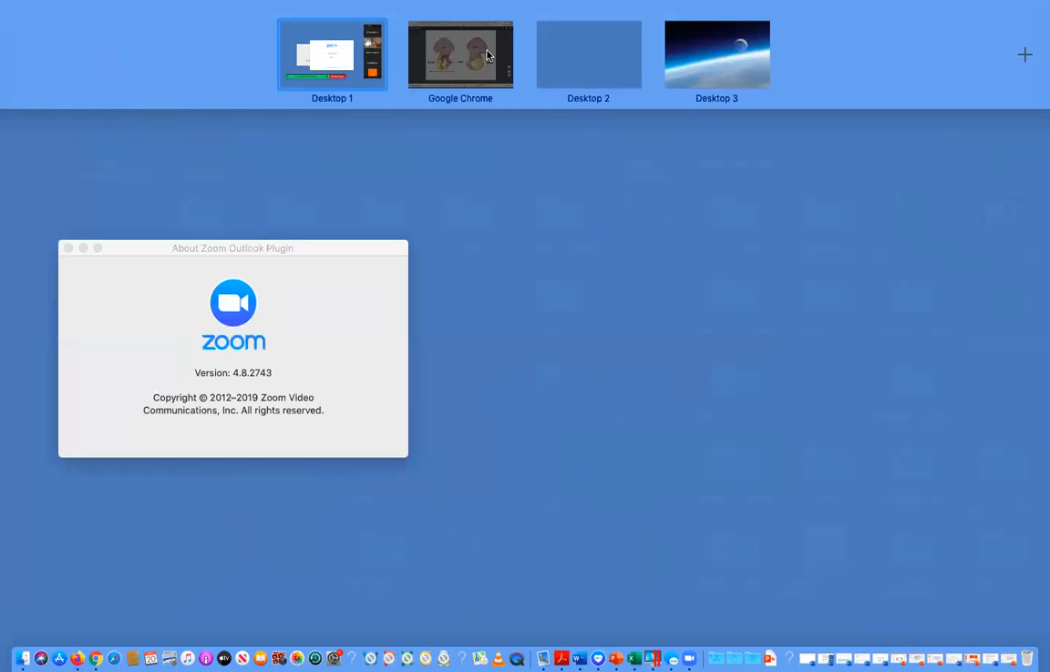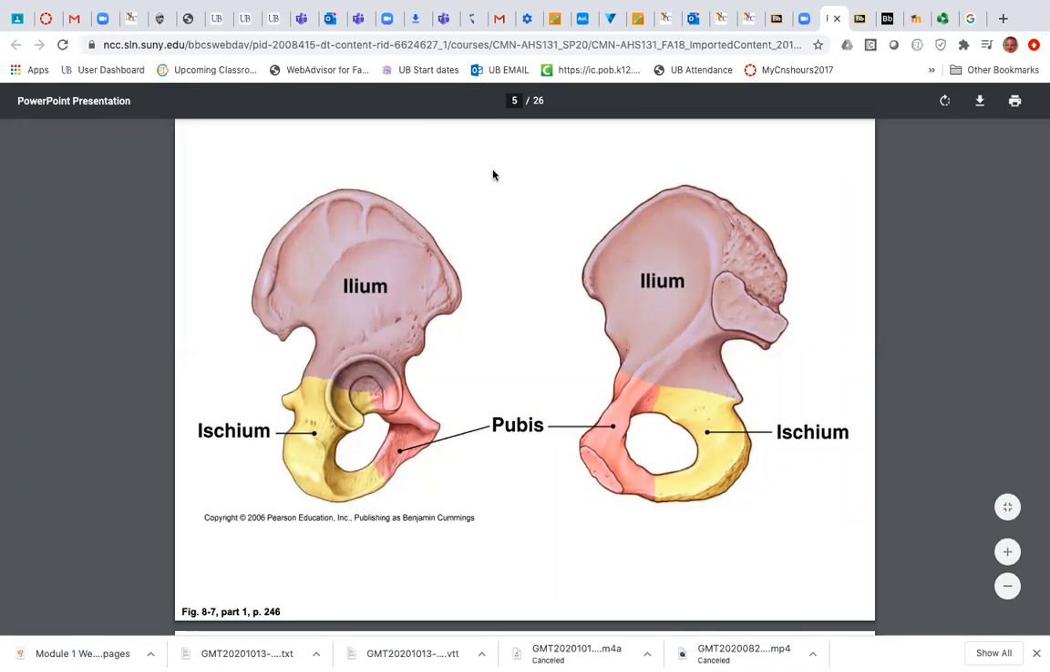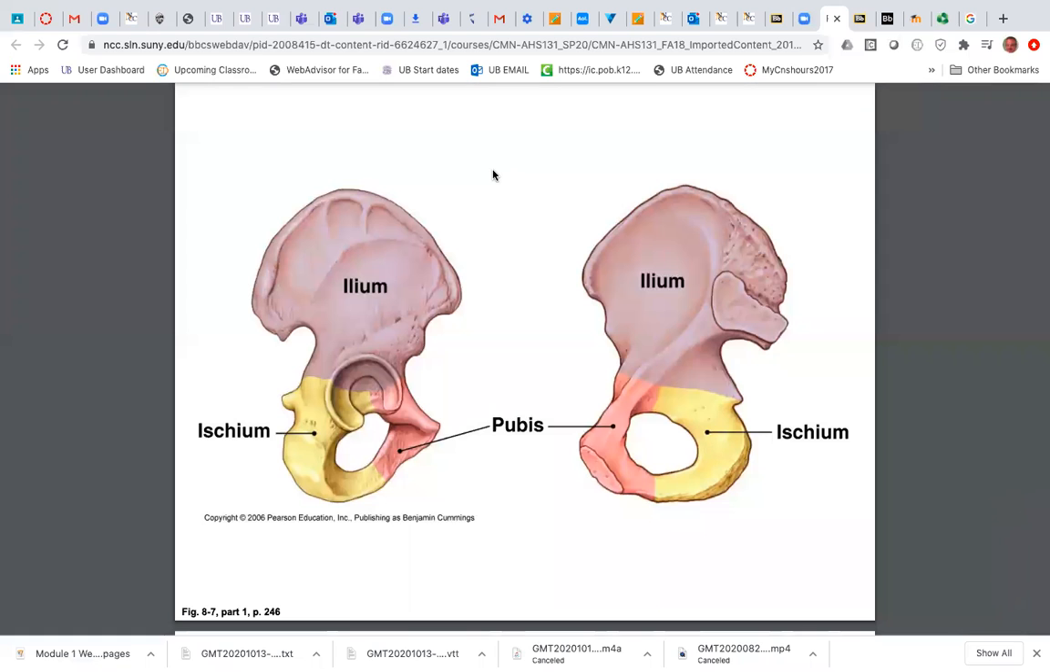Okay, that looks about right. Okay, let's share the screen here. Okay, can you see my screen? Just give me a thumbs up if you can see it.